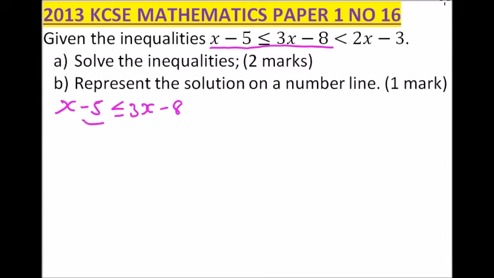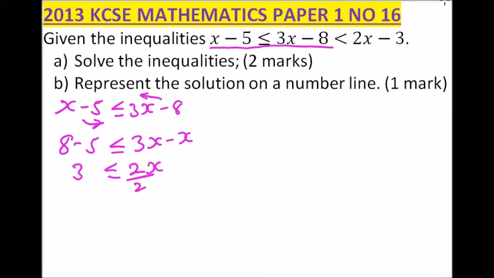So we can take x to the other side, it becomes minus once it crosses the equal sign, and we take 8 to the left hand side, it becomes positive. So 8 minus 5 less than or equal to 3x minus x. So this will give you 3 less than or equal to 2x. Divide both sides by 2. 2 divided by 2 is 1, 3 divided by 2 is 1.5. So our x now is greater than or equal to 1.5.